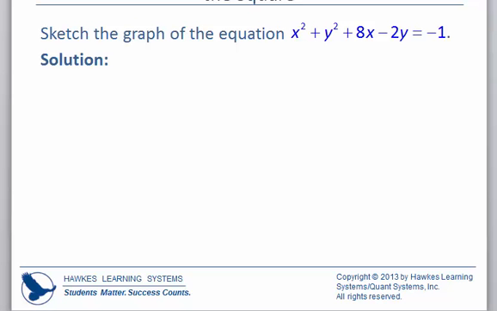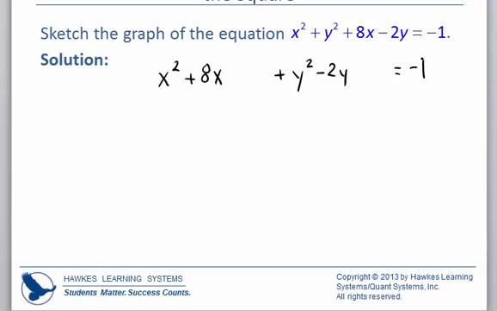So I'm going to begin by rearranging my terms. I'm going to put everything that has an x together, so that's the x² and the 8x. I'm going to skip a little space right in here. And then I'm going to group the y's together, so that's a positive y² and a negative 2y. And then I'm going to leave a little space, and then I'm going to put my negative 1 on the right-hand side where it began.